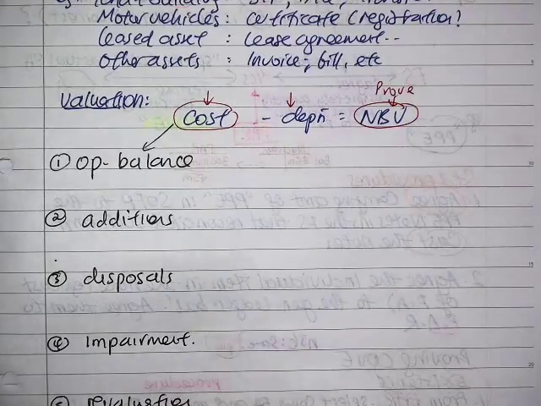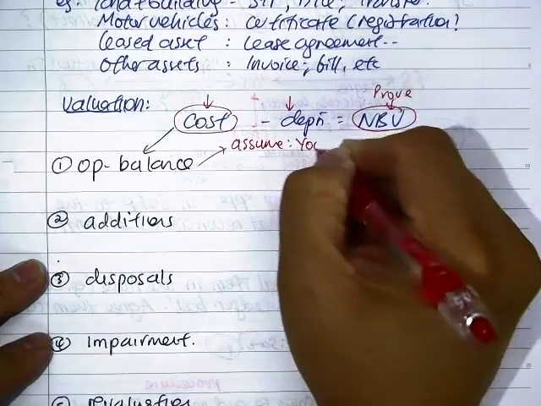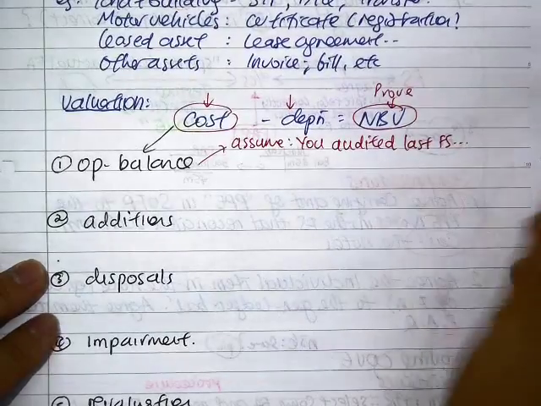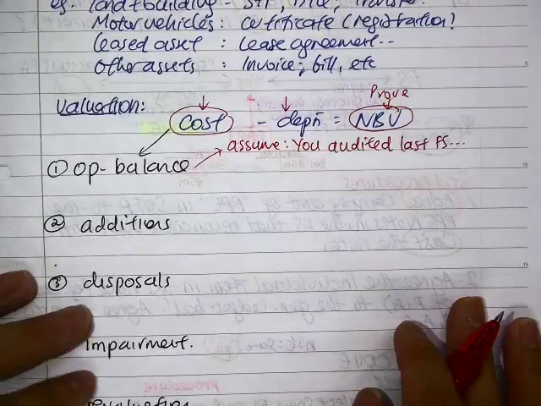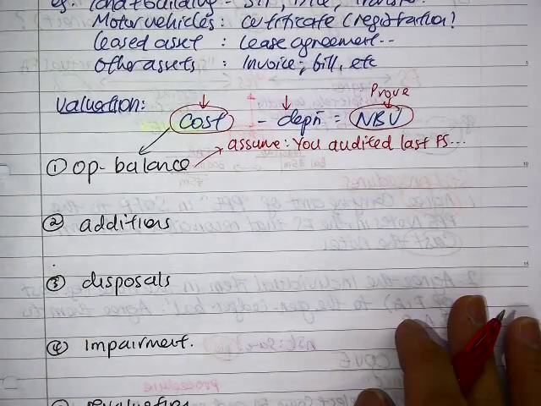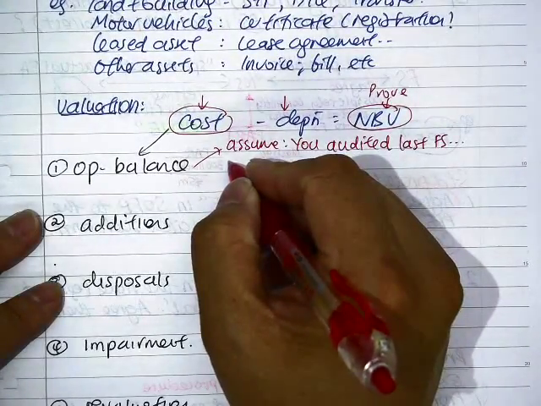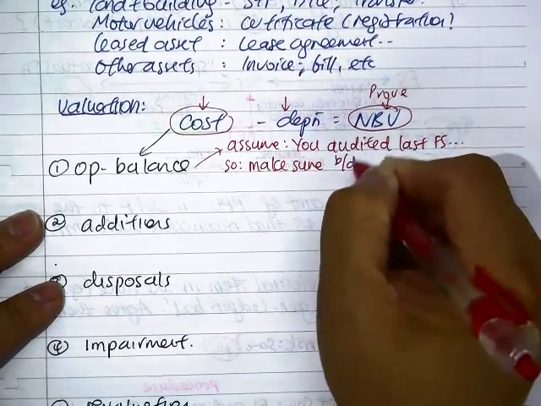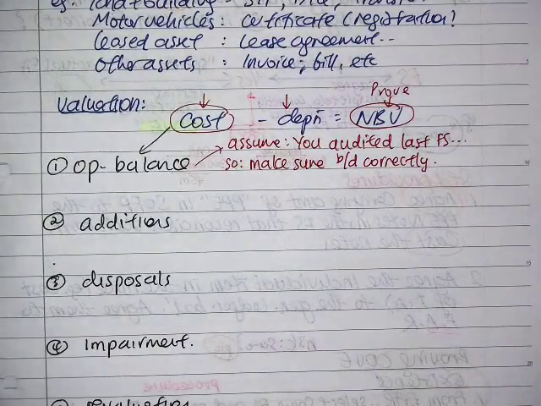So if I just make a simple assumption for the time being, assuming you have audited the last year financial statement, then you shouldn't feel anything strange about the figures because you have got them, okay? So you just need to make sure that they are being brought down correctly. Just make sure that figures are brought down correctly.